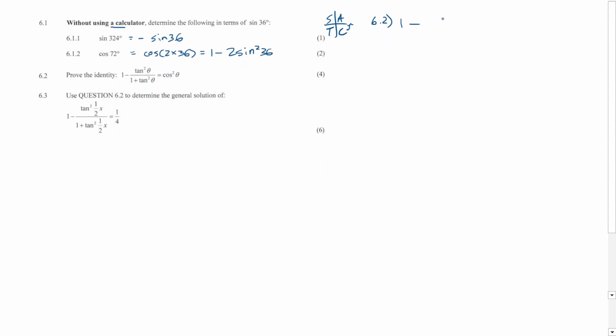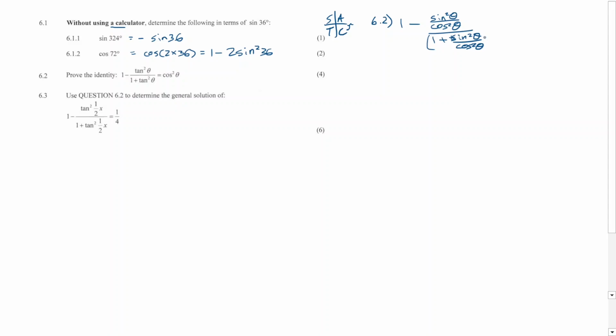So 1 minus tan squared is going to be 1 minus sine squared over cos squared, over 1 plus tan squared, which is 1 plus sine squared over cos squared. You could at this stage have said, I'm going to rather keep it all as tan and try bring it up from there, but I'm going to just head down this route.